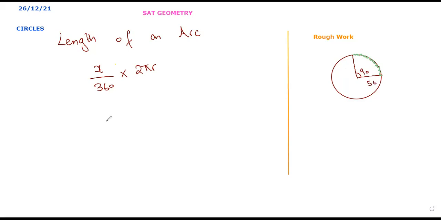So the length would be 90 by 360 into 2 pi 56. This is 1, this is 4, this is 1, this is 2. So it would be 28 pi. Okay, it's okay if you leave your answer in pi. Right, okay, but obviously you'll choose according to your options. All right. Okay, so this thing is clear.